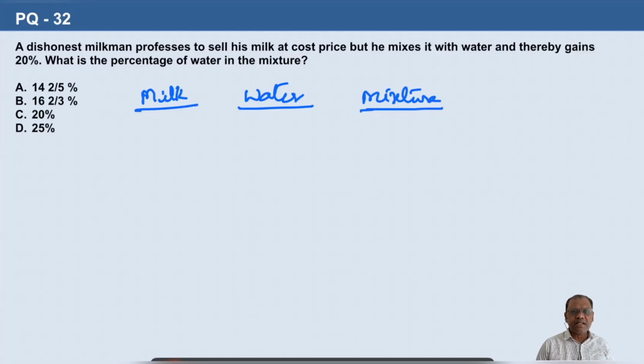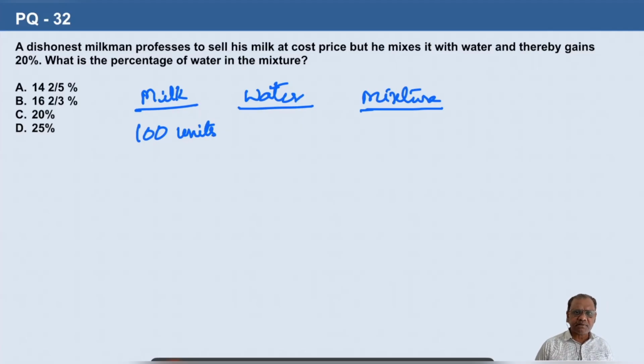So here the person is mixing the water, but he is selling at the cost of the milk only, and he is getting a profit of 20%. So that means from this we can understand that the person is mixing 20% of the water. That's the reason he is getting 20% profit, because he is selling the mixture at the cost of the milk. So let us assume the quantity of the milk as 100 units.